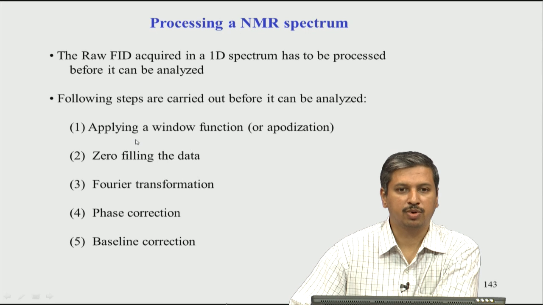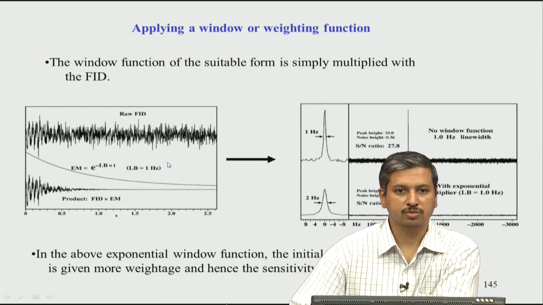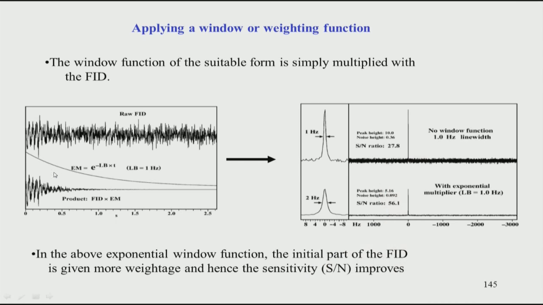So, the first thing is called applying a window function, or this Greek word, apodization. What is this thing? What we do in a window function is the following. If you remember the FID, let us go a little further to see this FID, and we will come back to the previous slide. So, this is an FID. You see this is called a raw FID. Raw means it is the crude FID coming out of the sample, and this is what is captured by the preamp, and then stored in the computer in digital form. This is what is digitized.